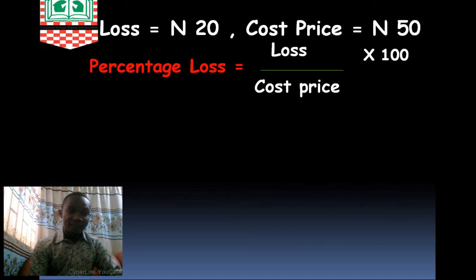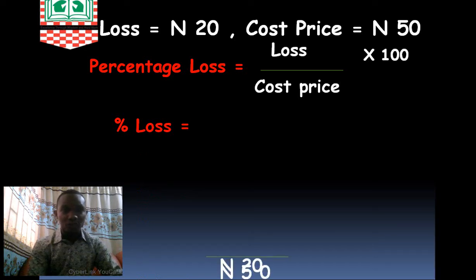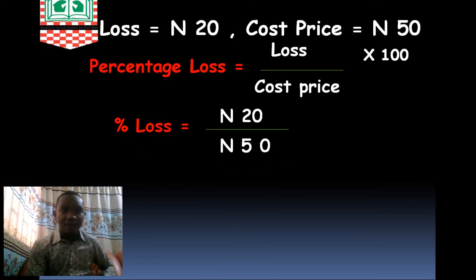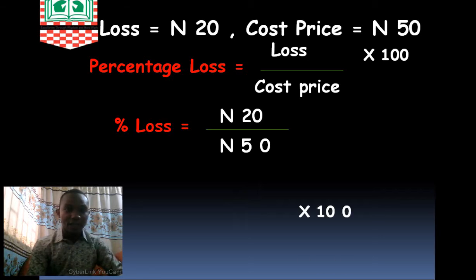Then the loss is 20 naira and the cost price is 50 naira. Then using the formula, percentage loss is equal to loss over cost price times 100. Then we can go on to say percentage loss is equal to 20 naira divided by 50 naira times 100, right? Now we can do the cutting together.